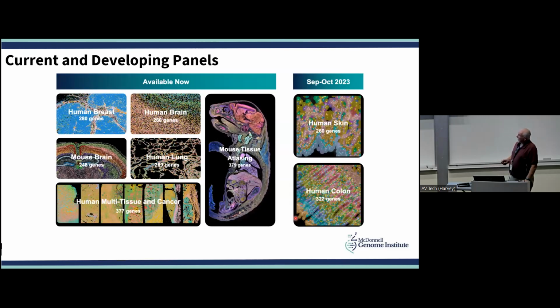Current and developing panels. So you see what's available now here on the left, and you can see the numbers of genes. It looks like it ranges from about 250 genes to almost 400 genes. We got a couple more panels that are on the way very soon, human skin and human colon. There are other ones that are in the works, and Rich will talk a bit more about that as well.